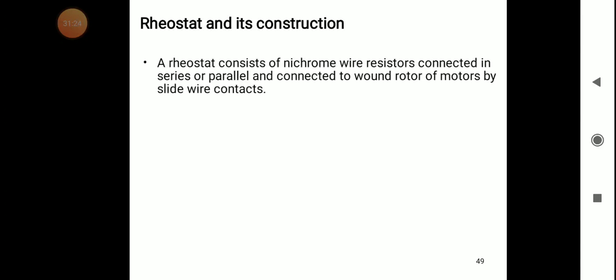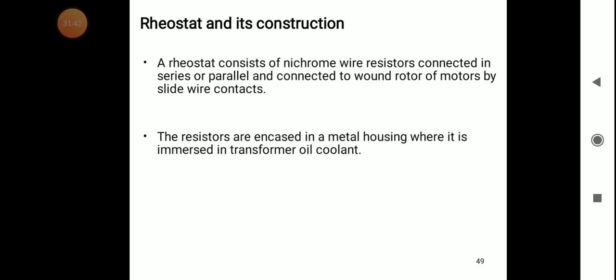A rheostat consists of nichrome wire resistors connected in series or parallel and connected to the wound rotor of motors by slide wire contacts. The resistors are encased in a metal housing where they are immersed in transformer oil coolant.